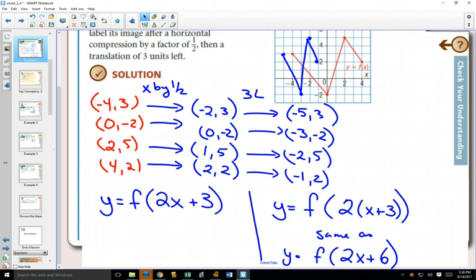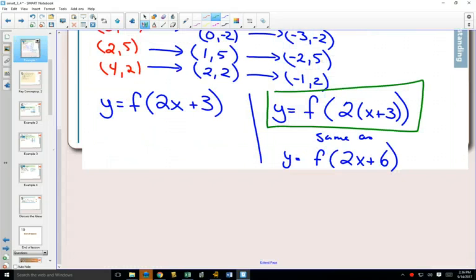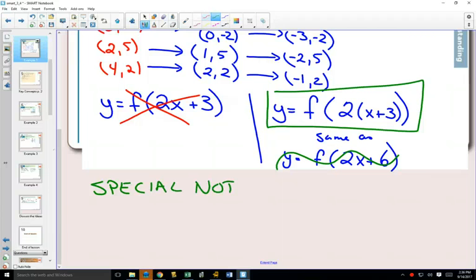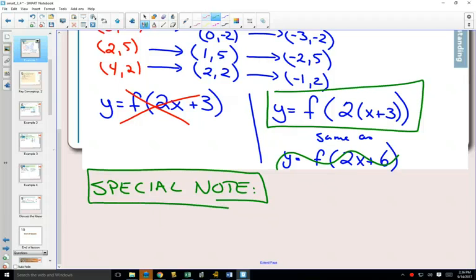The right answer is, in fact, this one. We don't write it like this, but this one is not correct. So what we're going to do is at the bottom of this page, we're going to write a special note. So you got some space at the bottom. We'll write this down as a special note.